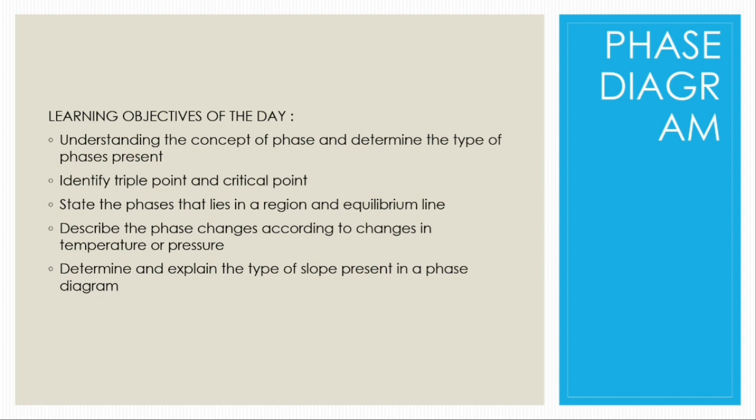Next, from all of this important information, you're going to learn how to describe the phase changes that happen to a molecule, either phase changes at constant temperature with varying pressure, or at constant pressure with varying temperature. And in the phase diagram, you will see a slope or a straight line representing a gradient. There are two types, so you're going to learn the difference between these two.